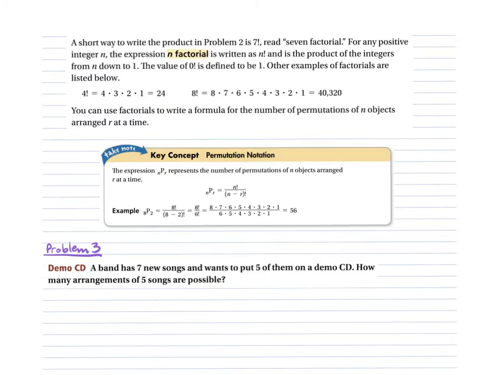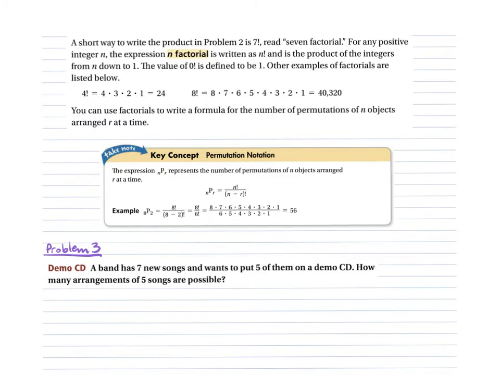This means the number of permutations of n objects arranged r at a time is n factorial divided by the difference, n minus r, factorial. So in this example, say you had 8 people in a class, and you needed a president and a vice president of a club. How many different ways do you have of choosing a president and a vice president? It would be 8 factorial divided by 8 minus 2, which is 6 factorial.